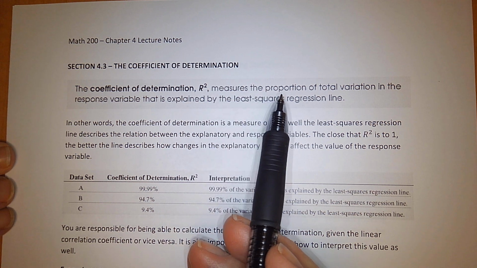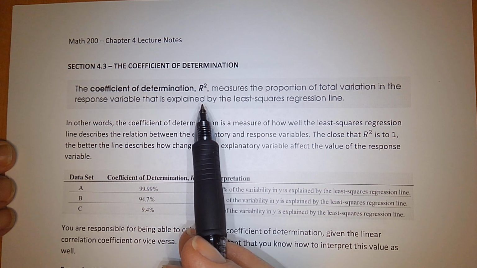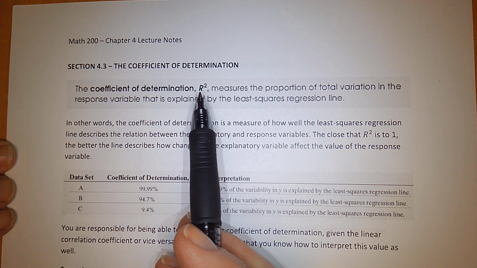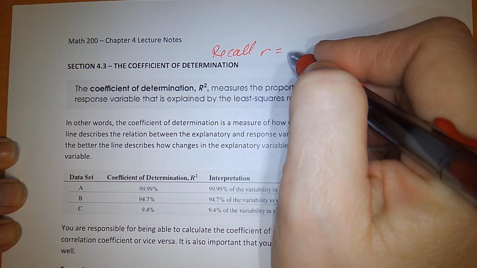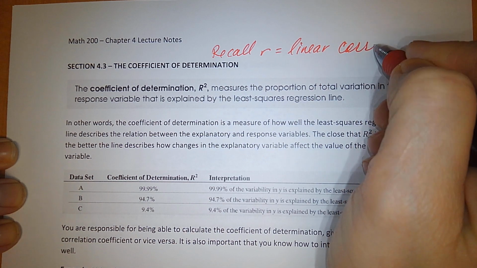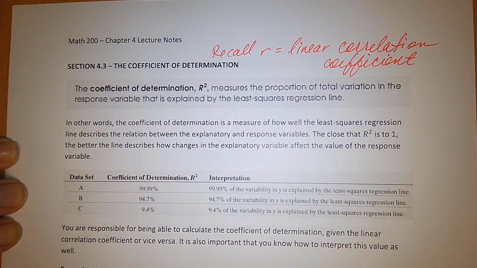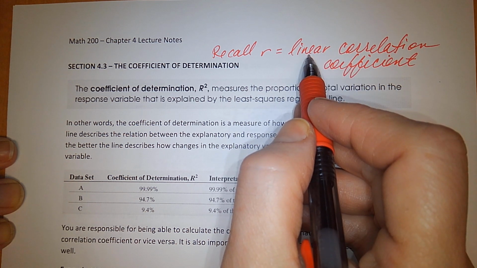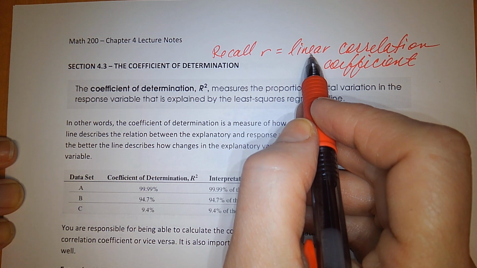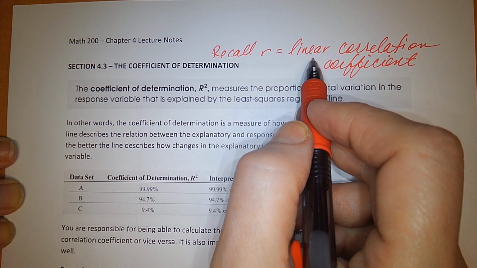What R-squared does is it measures the proportion of the total variation in the response that is explained by the least squares regression line. This R should look familiar. We've seen R in the past sections. Let's recall, R is the linear correlation coefficient. We did that in StatCrunch. It was found a different way using formulas as well. That R could be positive or negative, and it told us whether there was a linear relationship between two variables, whether it had a positive slope or negative slope, and told us exactly how scattered the data was, or if it was perfect.